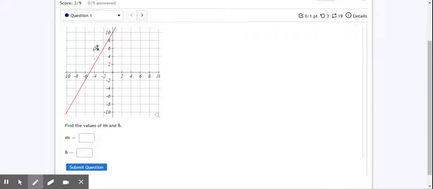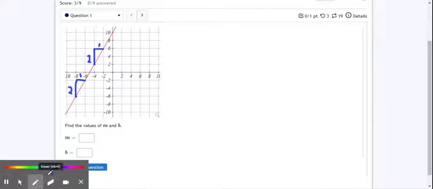So our slope is how much do we go up and how much do we go over. So in this case, you can choose any two points, just like we did on the 2.1 or 2.2 slope, and figure out what are you going up and what are you going over. So our slope here is going to be up 2 over 1, but we can just write that as 2.